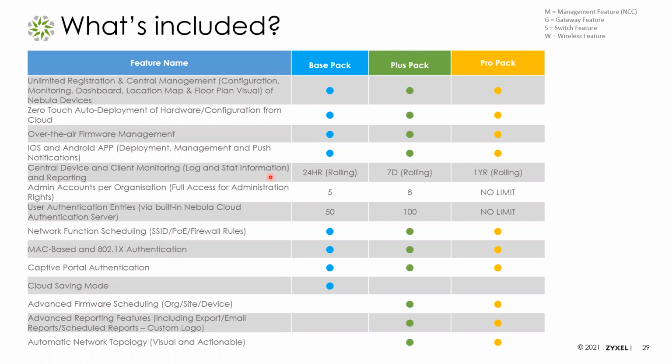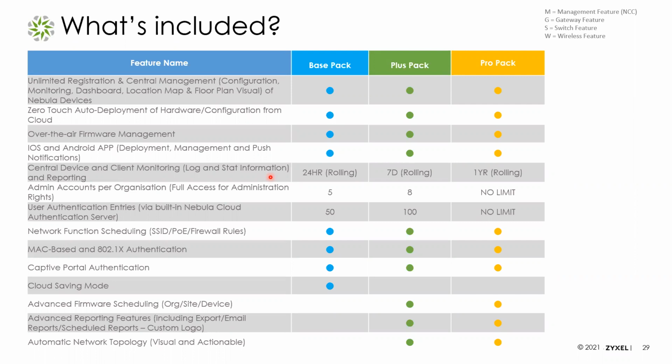The next area of differences is the number of admin accounts that each of your customers can have. The free version of Nebula gives you 5 admin accounts for each organization. Plus Pack upgrades that to 8. Pro Pack gives you an unlimited number of admin accounts, so it's really more focused on larger MSPs where you've got a large number of users who may be doing administration.